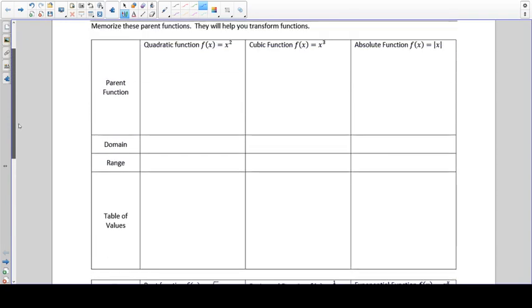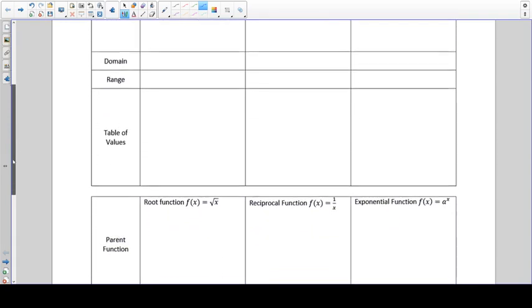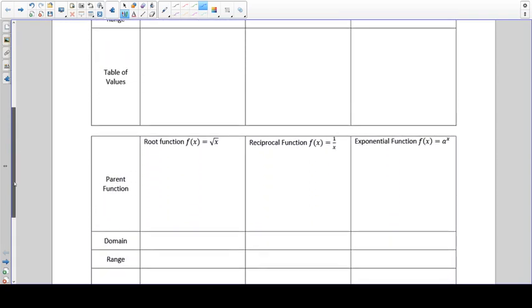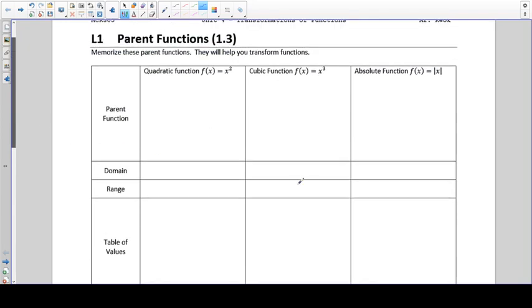Over here we have quadratic, cubic, absolute, root function, reciprocal, exponential functions. You guys are required to know what these functions will look like before we actually apply transformations to them. So it's important that you know the domain, range, you know the shape of the graph, and you know what kind of table of values they should have. So I'm going to start off by showing you how to draw a quadratic function.